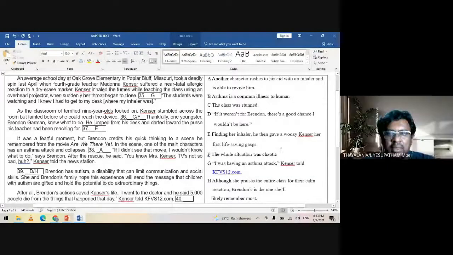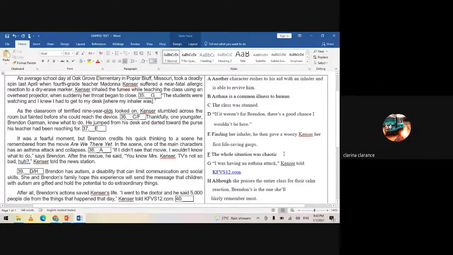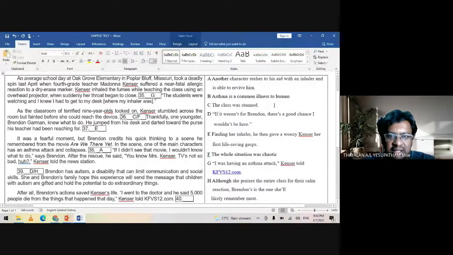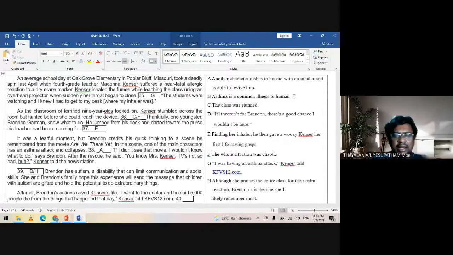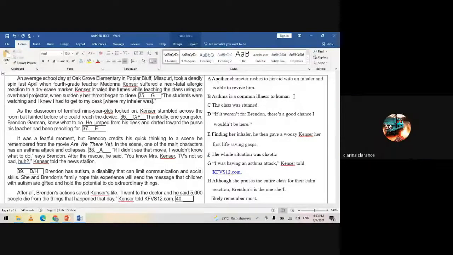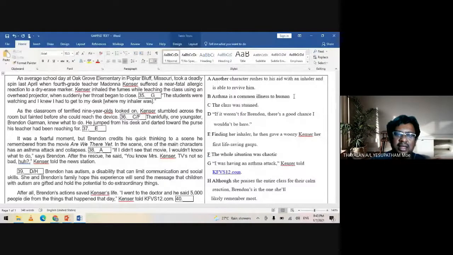B is definitely not the answer, C is not the answer. B is not the answer because it doesn't talk about asthma. G, no, we have already done G. G is given for 35. So it should be between H and D. Here it is also Brendan.